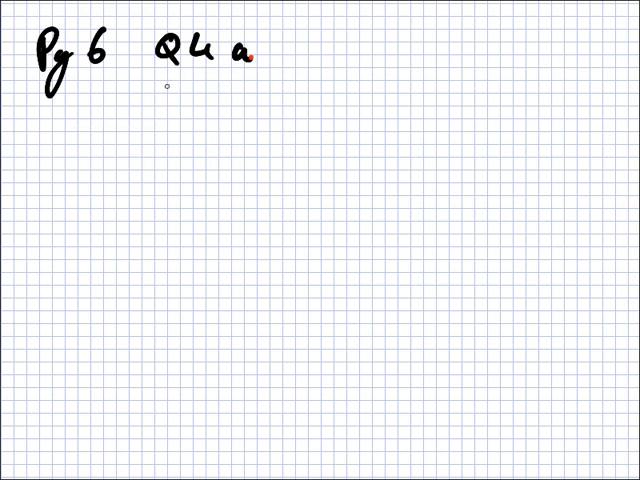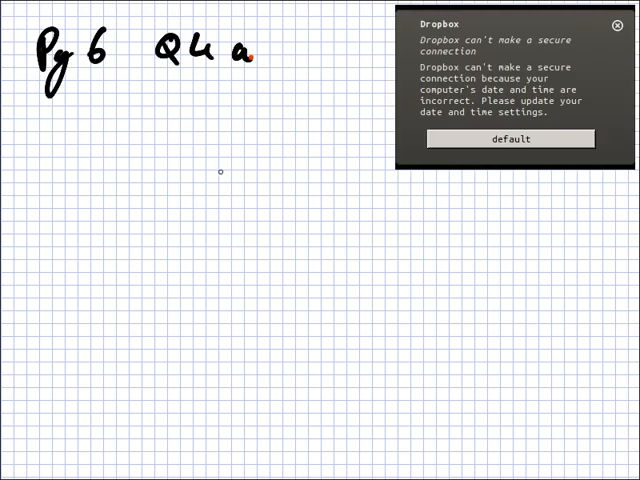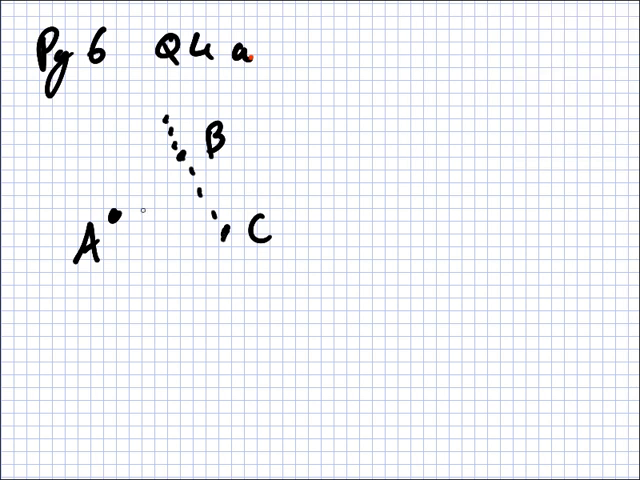Let's have a look. The line L contains A and is perpendicular to BC. So there's A, there's B, there's C, and line L contains A and is perpendicular to BC. So that's what the picture looks like. Are we all happy with that? Are you okay with that, the picture? Now, what should I do first?